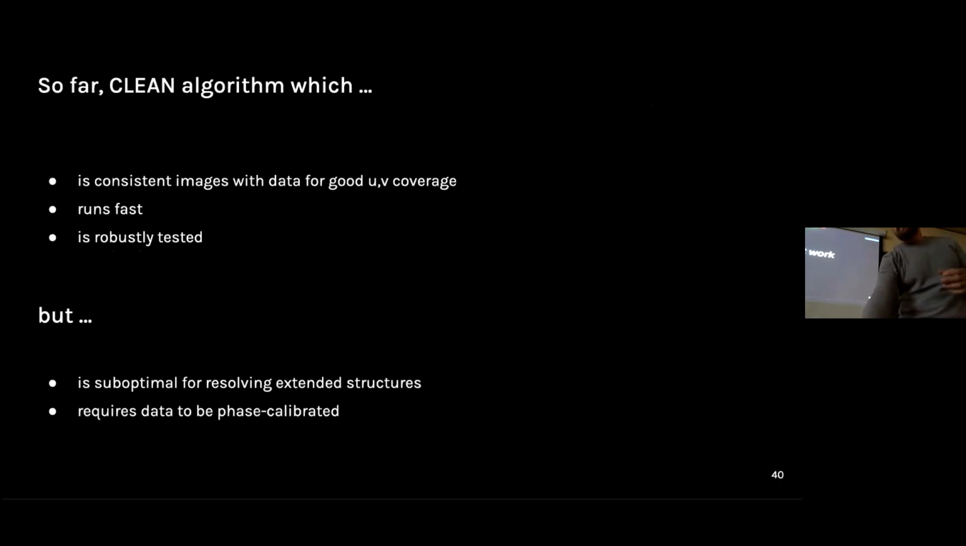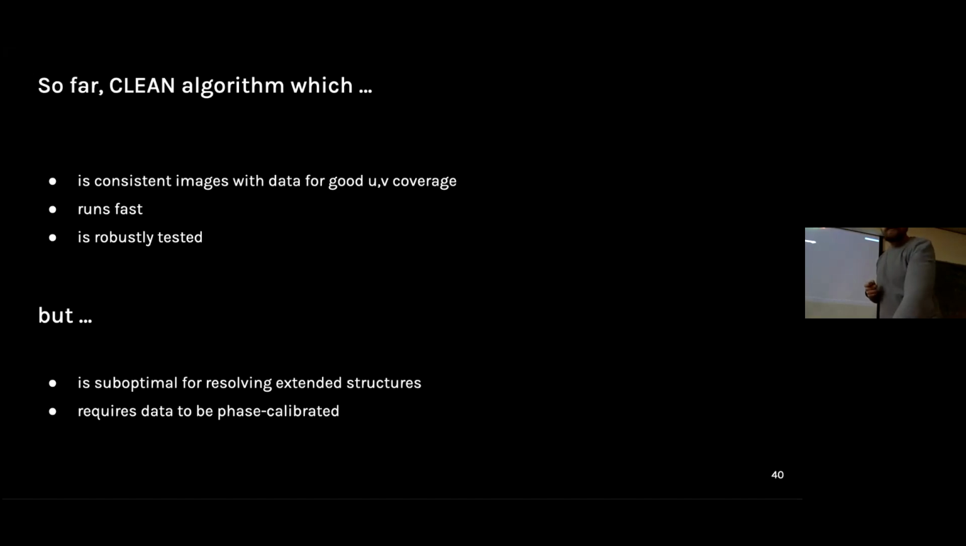Now, currently, we want to see with our own data if we can improve on this, because all of this was archival. I have been using the CLEAN algorithm for this, which has a number of advantages. It is consistent with images for good UV coverage. It runs fast and is robustly tested, but also has some drawbacks. It is suboptimal for resolving extended structures, and it also requires data to be phase calibrated.